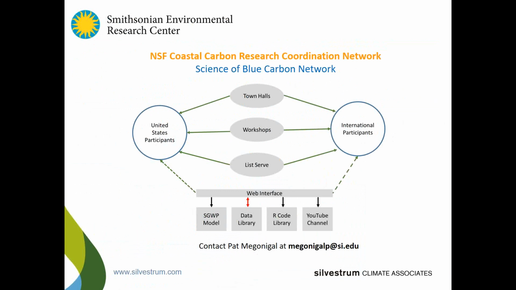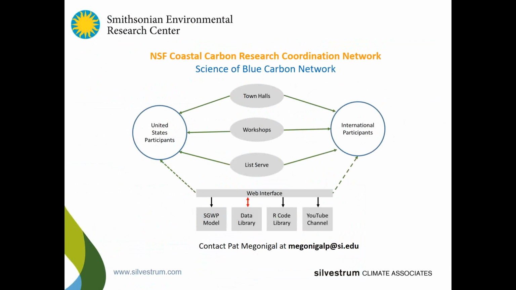Also of potential interest is the National Science Foundation has funded a coastal carbon research coordination network. This is a network that will support further communication and data sharing between scientists, primarily in the US at this stage, but also internationally. Data sharing on the carbon stock change, as well as other gas fluxes.